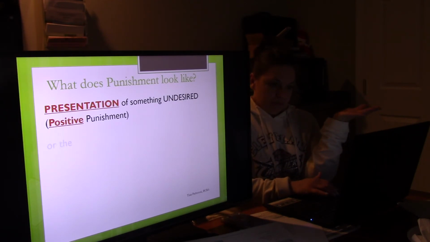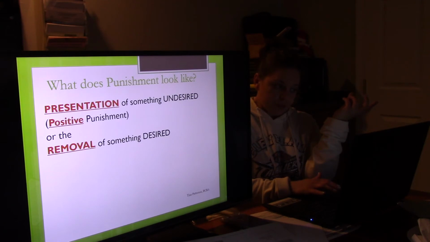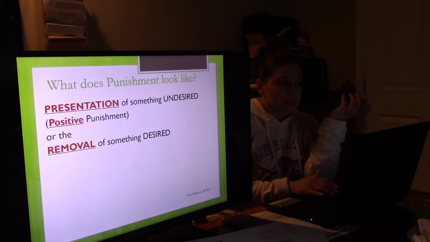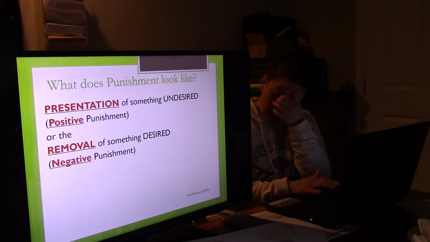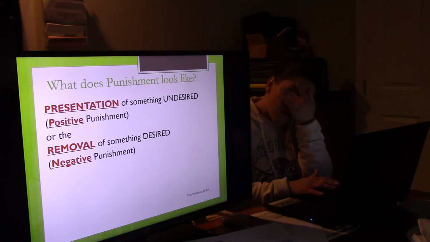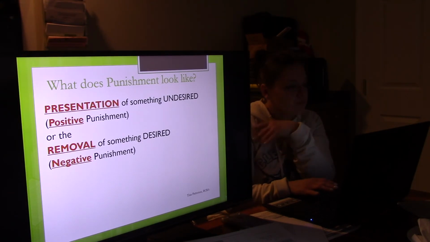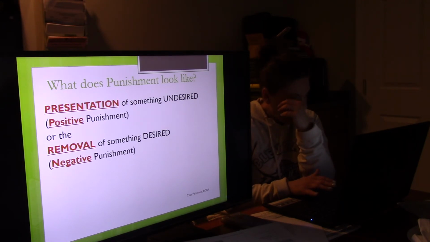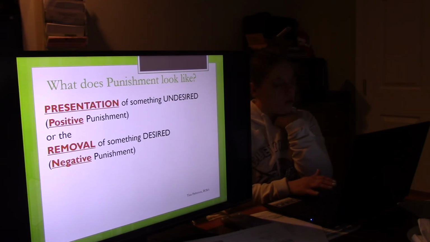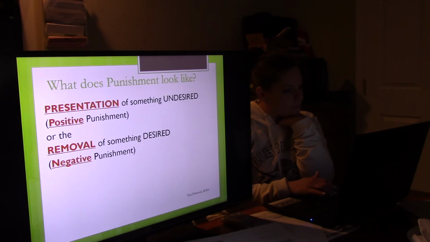We'll go down. Or the removal of something desired, which is negative punishment. So, they are supposed to go to a water park, right? And then they are bad, and now they no longer can go to the water park. That's a punishment. It's an attempt to reduce the behavior. That's a good word, attempt.